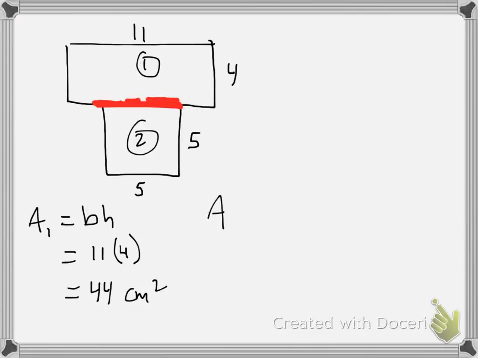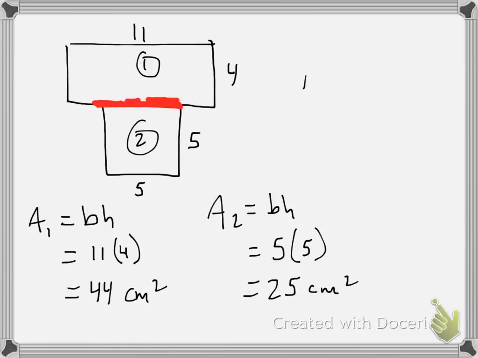The area of the second shape, also base times height, but this time 5 times 5, which is of course 25. And to get the area of the total, we just have to add these two together. 44 plus 25, and the area would be 69 centimeters squared.